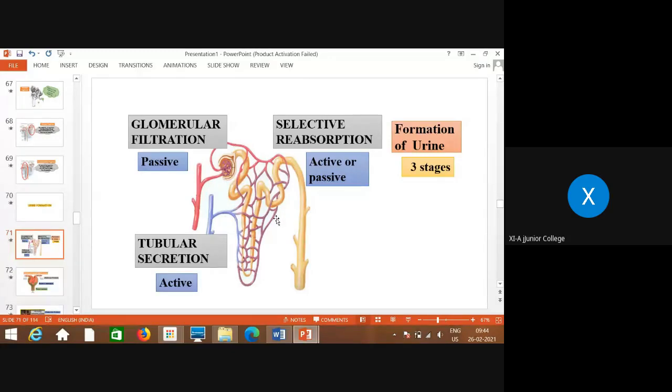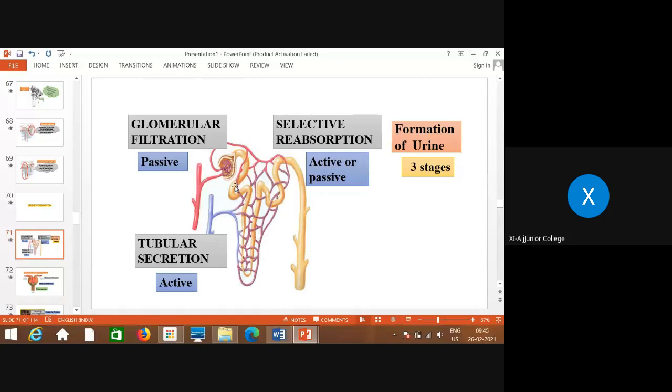Now each and every part has its own function. When we talk about the process of urine formation, it takes place in three steps. The first step is glomerular filtration. The second step is selective reabsorption, and the third step is the formation of urine, preceded by tubular secretion. Now first is glomerular filtration, which takes place in the glomerular region, that means the Bowman's capsule.